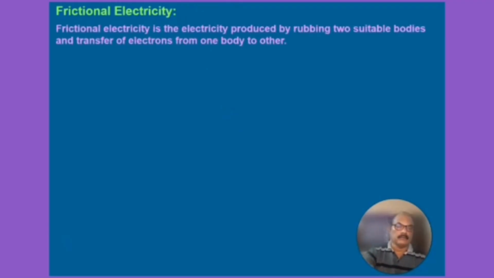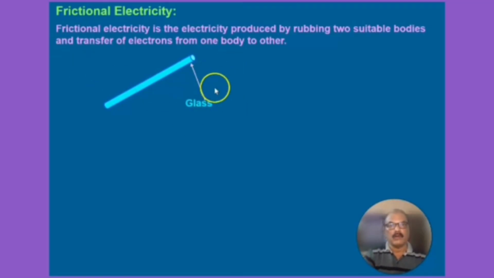What is frictional electricity? Frictional electricity means when two bodies, suitable bodies, are rubbed with each other, the charge will take place. That is what I am going to tell you now. Look at this animation figure over here. This is your glass rod, and over it a silk piece is kept. What will happen when you rub the silk on the glass?